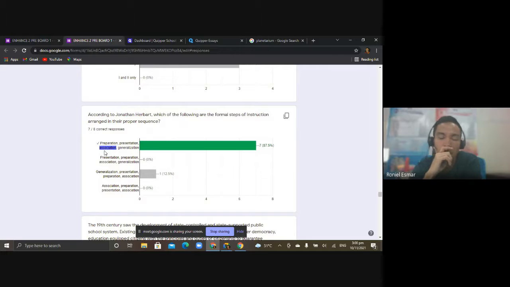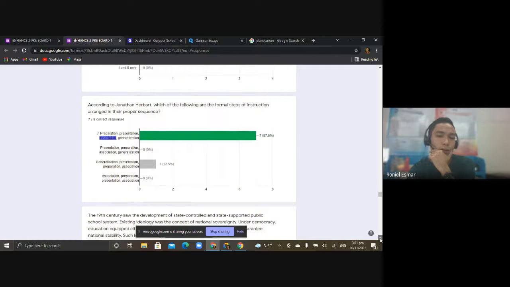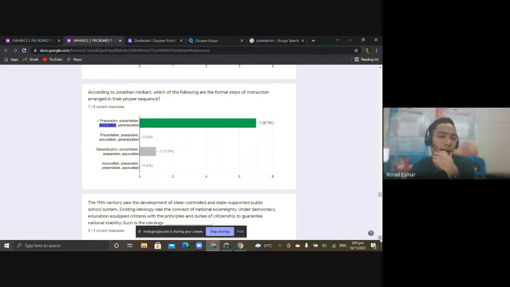Now you wrap things up sa imong instruction. You visit all of the concepts nga imong gi-discuss, you summarize all of them, no? Or perhaps you ask questions regarding the things nga you just discussed. Those are the strategies in making generalization. No, and this is the correct order according to Jonathan Herbart, letter A.